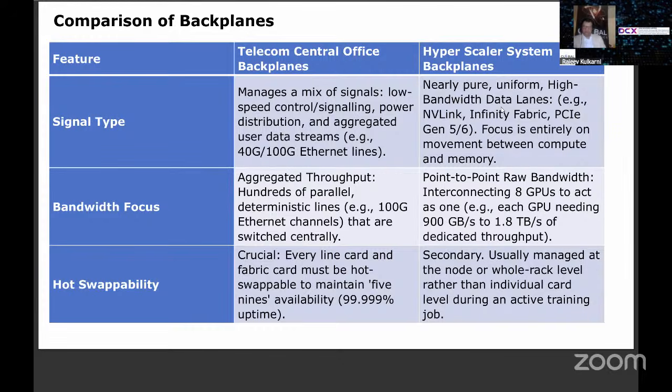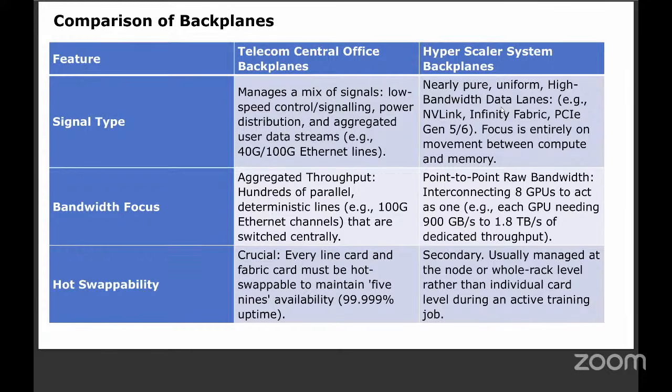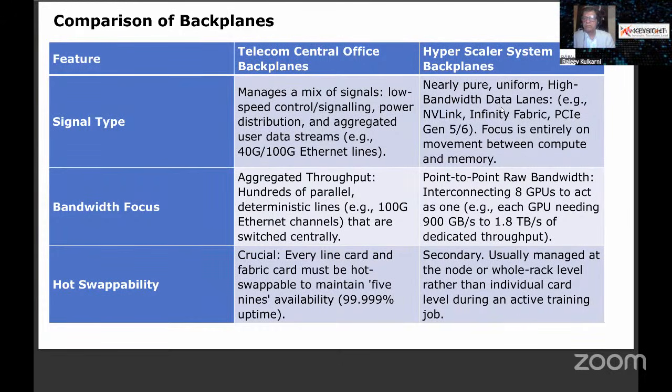In a hyperscaler backend system, nearly pure, uniform, high bandwidth data lines. These are all proprietary. Some of them are multi-source agreements, some of them are proprietary. For example, NVLink, which NVIDIA uses. InfiniBand. PCIe Gen 5, 6, 7 is already available. PCIe 7 is available, 8 is in the works.